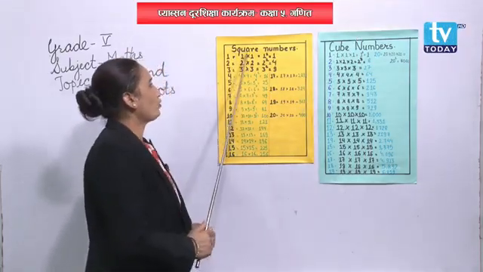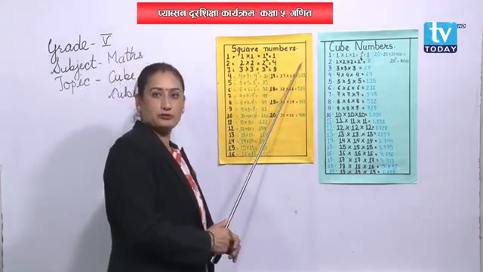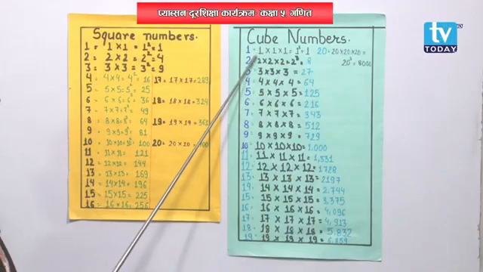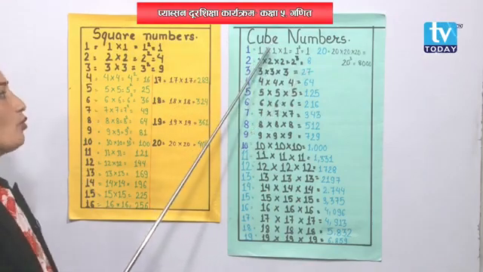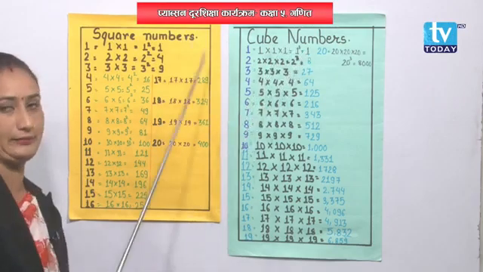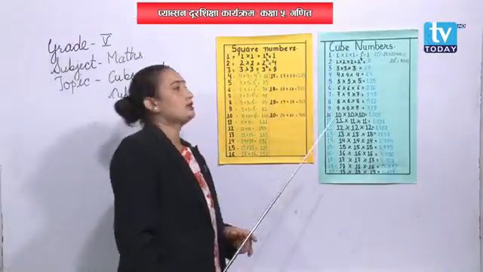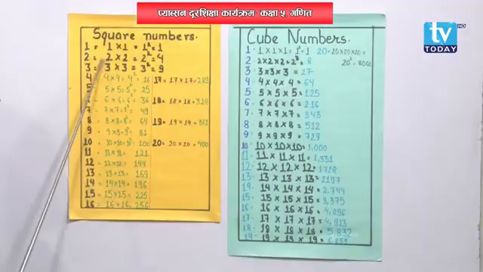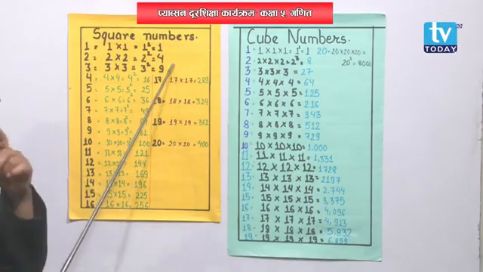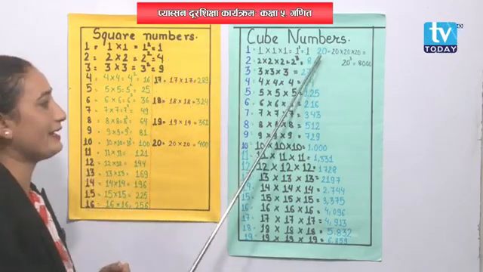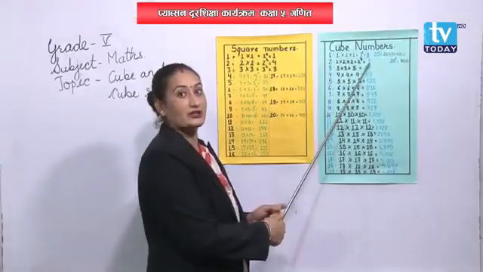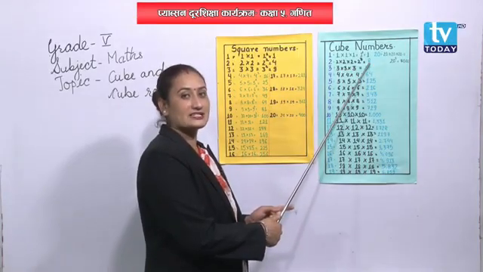Here 1 into 1, the square, is 1. For a cube, we multiply 3 times: 1 into 1 into 1 is 1. The cube of 1 is 1. Next, the square of 2, 2 into 2, is 4. When 4 is multiplied again one more time by 2, it will be 8. Are you understanding?